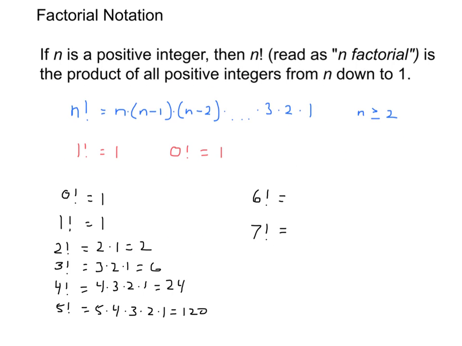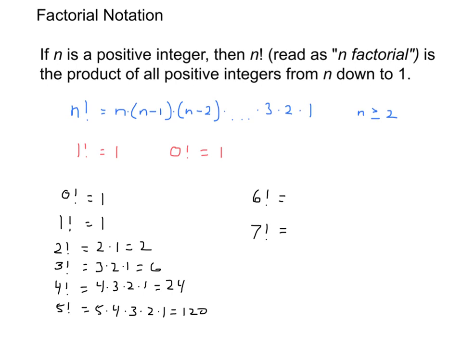Now, another pattern that we're going to look at is what's called factorial notation. Now, some of you have experience with this, some of you may not. And really what happens on this is that n is going to be a positive integer, and you're going to see it's the notation with the exclamation point, and that's read n factorial. And this is the product of all positive integers from n down to 1.